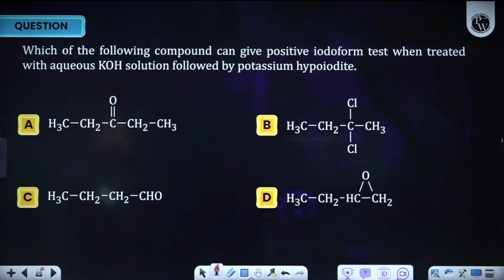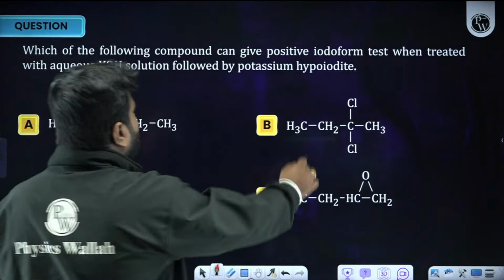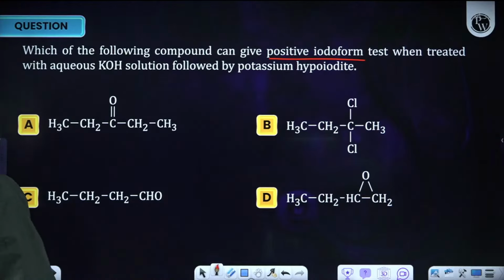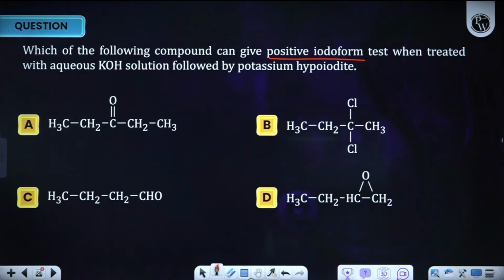Next, which of the following compounds give a positive iodoform test? To give a positive iodoform test, which one will give a positive iodoform test?